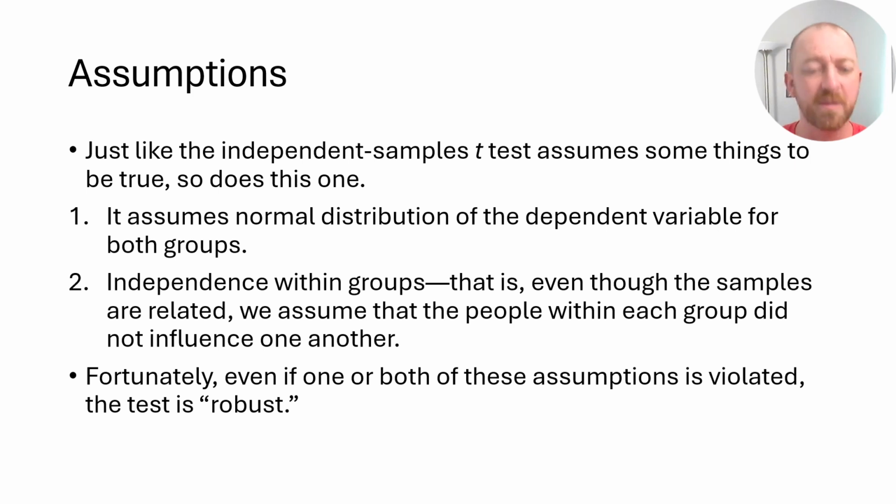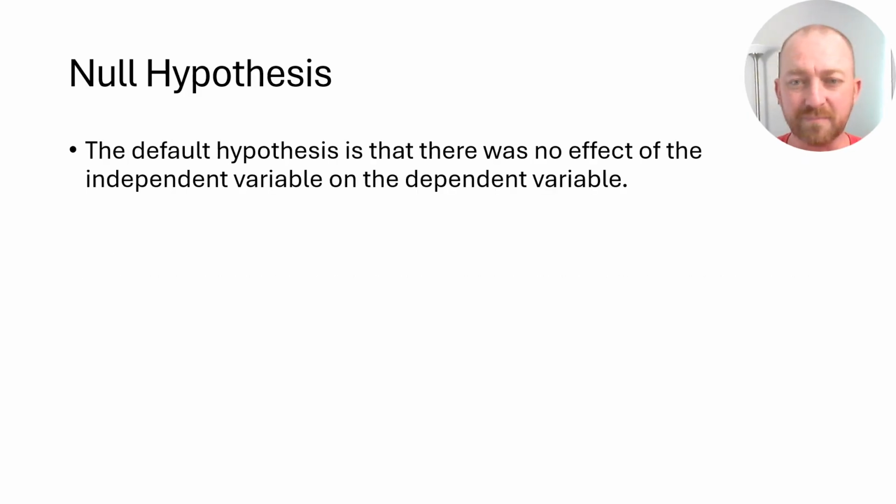However, at a bare minimum, if you do violate one of these assumptions, please tell your audience so that they're aware of that also, and they can take your results with a grain of salt. Now, the null hypothesis and alternative hypothesis are very important, of course, for a dependent samples group. They're a little bit different from an independent samples group, and so make sure that you're saying the correct thing. Now, again, just like always, we assume that the independent variable has no effect on the dependent variable. That is our default hypothesis.